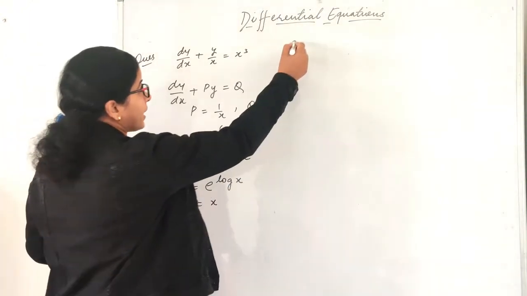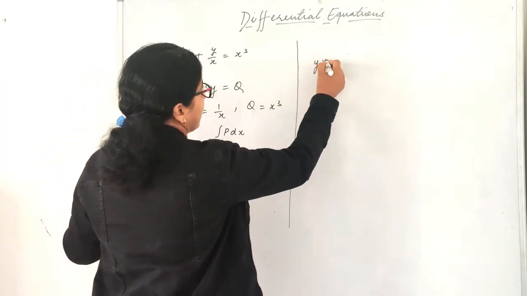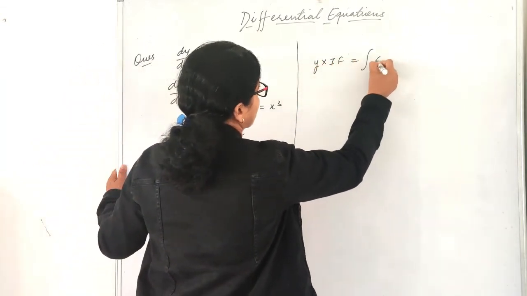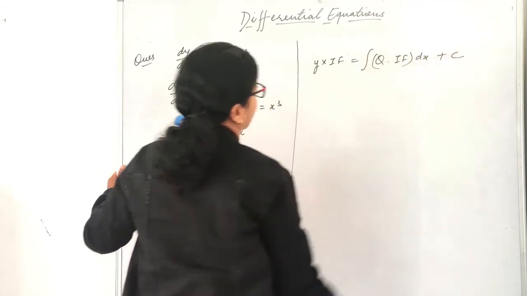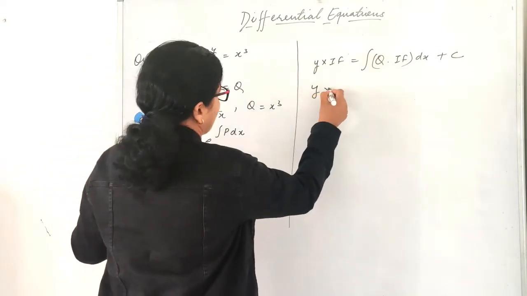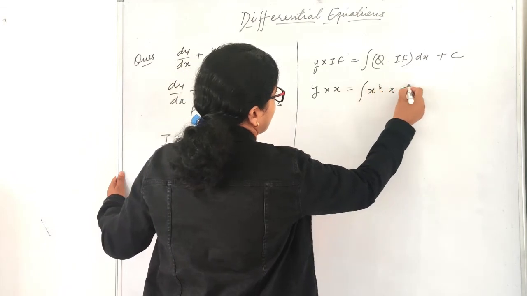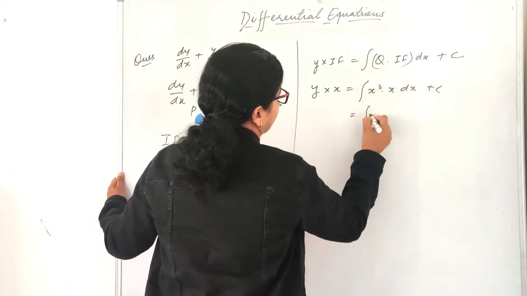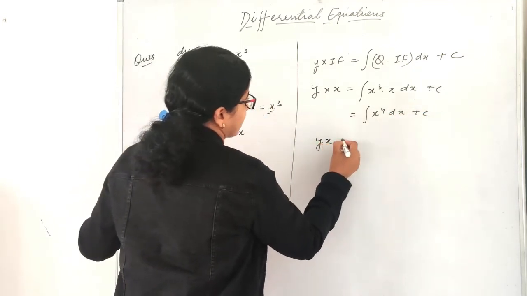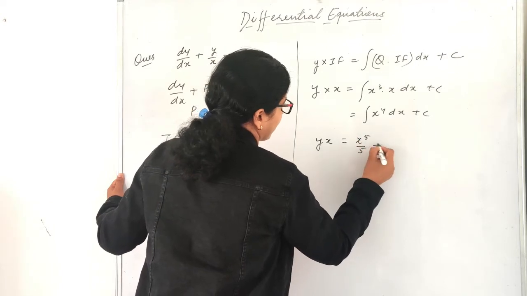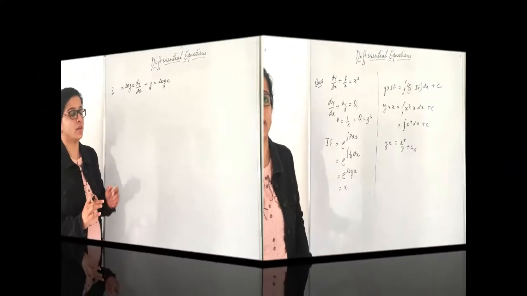Right. Now how to write the solution of this type of differential equation? You will write y into integrating factor equals to integration q into integrating factor dx plus c. Okay, so substitute: y into x equals to integration of q, which is x cube, into x dx plus c. Right? So we can write yx is equal to x^5 upon 5 plus c. So this is the required answer for such kind of differential equation.